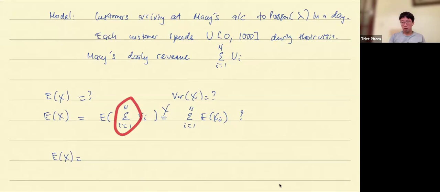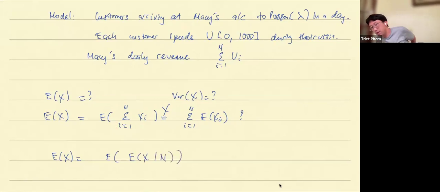Well, the issue with this is that n is random. How do we take care of the randomness? By conditioning. When you condition, whatever you condition on effectively is a number, a constant. So you can deal with it.